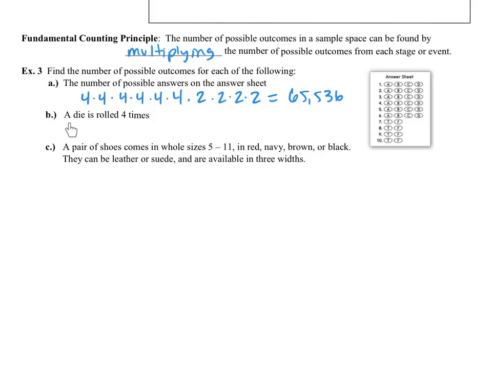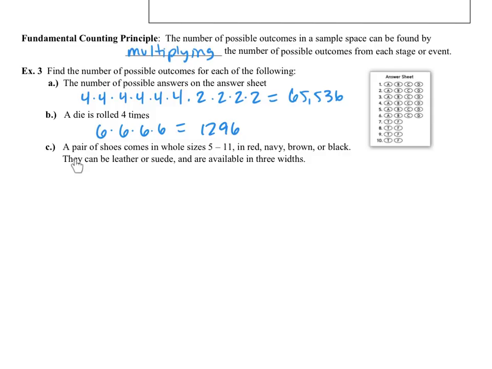How about this? If a die or a number cube is rolled 4 times, every time we roll the number cube, there are 6 possible outcomes. So there are 6 possible outcomes on the first roll, and 6 on the second, and the third, and the fourth. So if we multiply 6 by itself 4 times, we get a total of 1,296 possible outcomes.